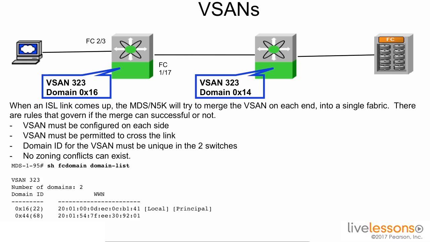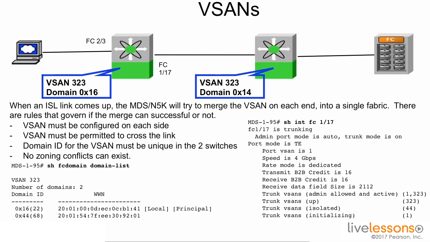If I take a look at the right, I can see if I do a show interface Fibre Channel port 1/17, I can see that it is trunking VSANs over that inter-switch link. And I can see that the VSANs that are up and running are 323. And the ones that are allowed are VSAN 1, which is the default VSAN, and VSAN 323. I can also see that VSAN 44 is actually isolated because most likely that VSAN only exists on the switch on the left and it doesn't exist on the switch on the right, so it cannot come up on that trunk link.